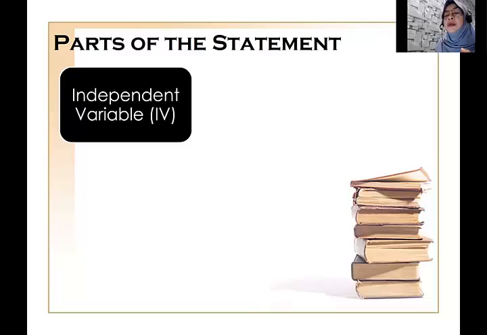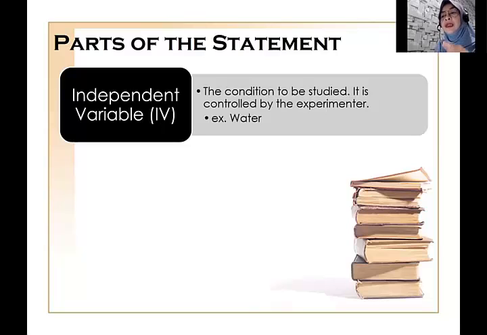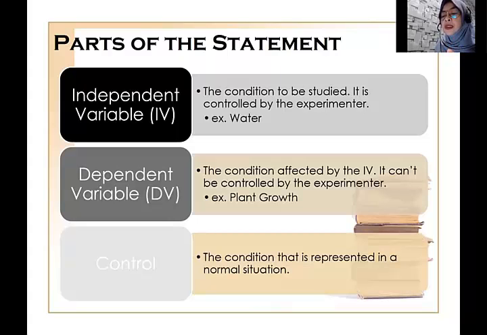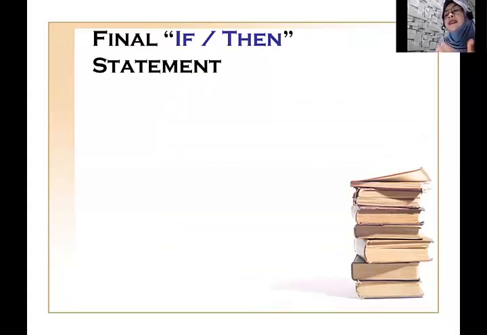In a hypothesis, we have independent variables, that is the condition to be studied. It is controlled by the experimenter. For example, let's say we have water as the independent variable. The dependent variable is the condition affected by the independent variable, for example plant growth. The control is the condition that represents a normal situation. So let's say we follow the format if-then.